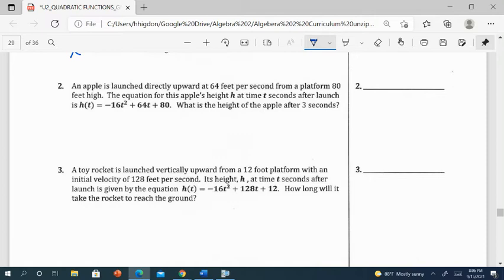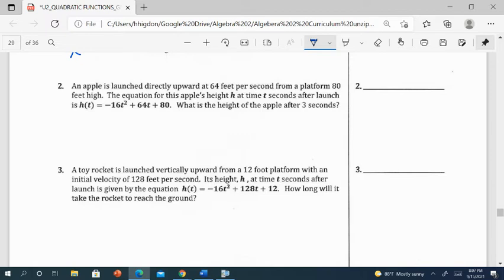An apple is launched directly upward at 64 feet per second from a platform 80 feet high. The equation for this apple's height, h, at time t seconds after launch is h of t is equal to negative 16t squared plus 64t plus 80. What is the height of the apple after 3 seconds?